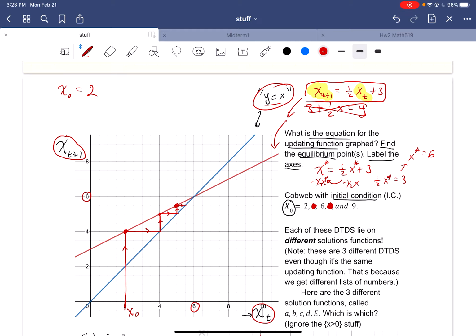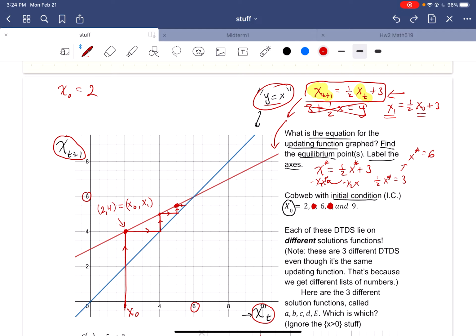All right, now let's make more sense of this. This point here, on the one hand, I can read off its coordinates are (2, 4). On the other hand, its x value is x sub 0, the initial condition. Its y value is x sub 1. I know this because that is what the updating function equation is telling us. If you plug in x sub 0, you multiply it by half and add 3, the name of the output is x sub 1. So output, input, that's what I have here.